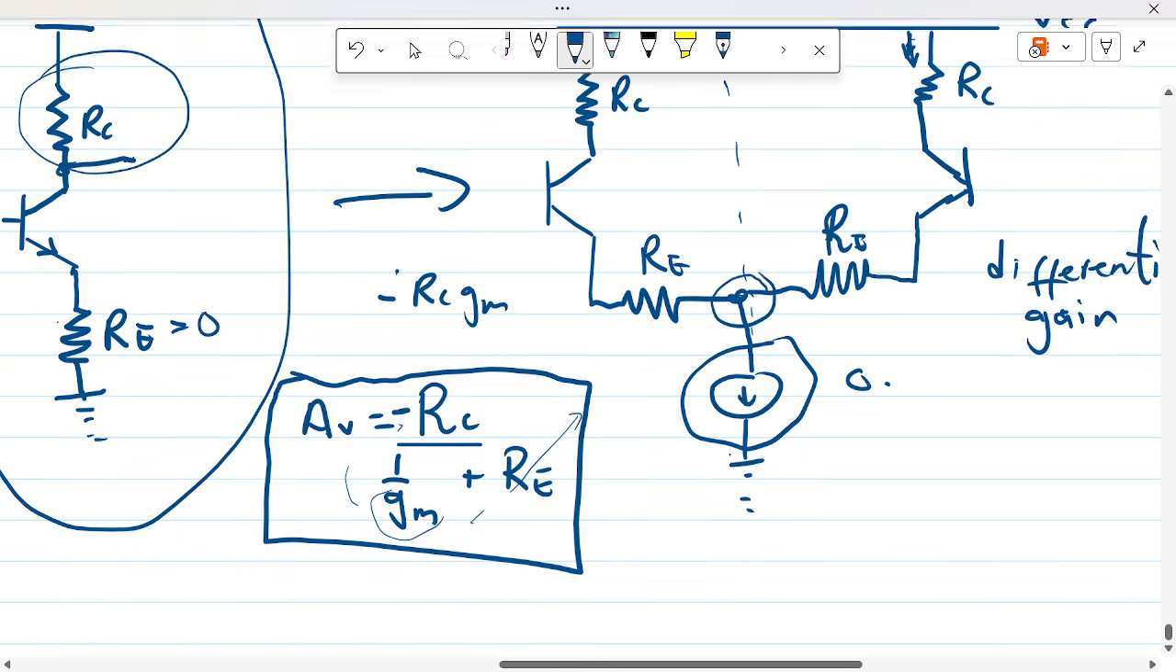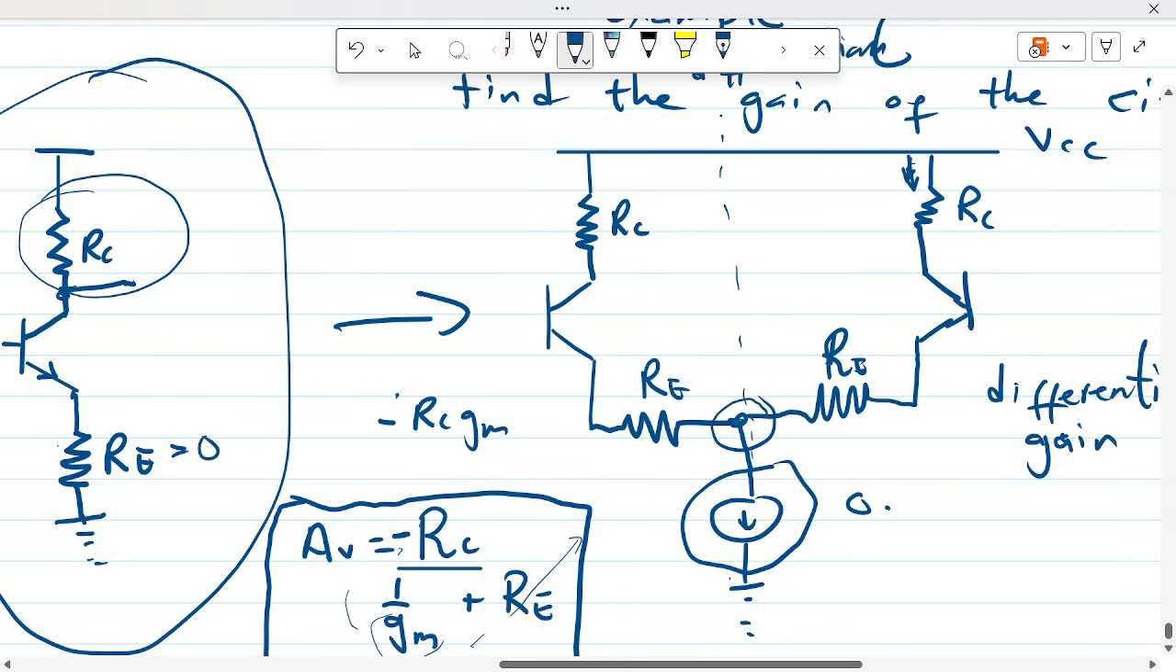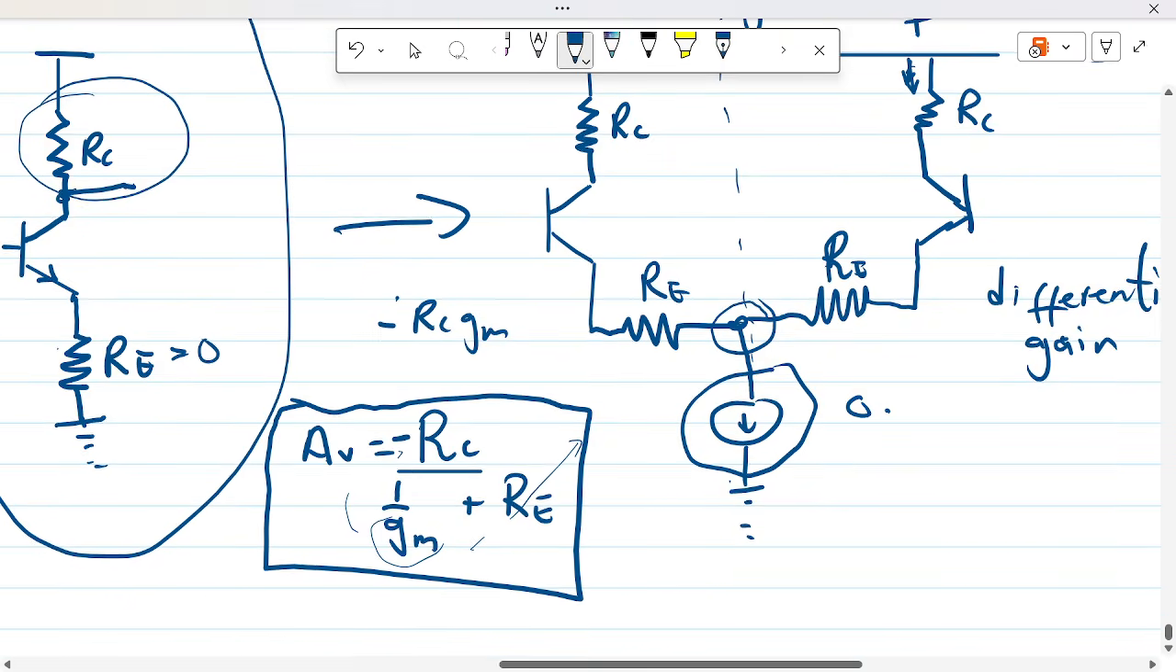So in the next video, we'll look at much more complex circuits. What happens if we want to find the gain of a cascoded differential amplifier? Until then, see you. Bye.